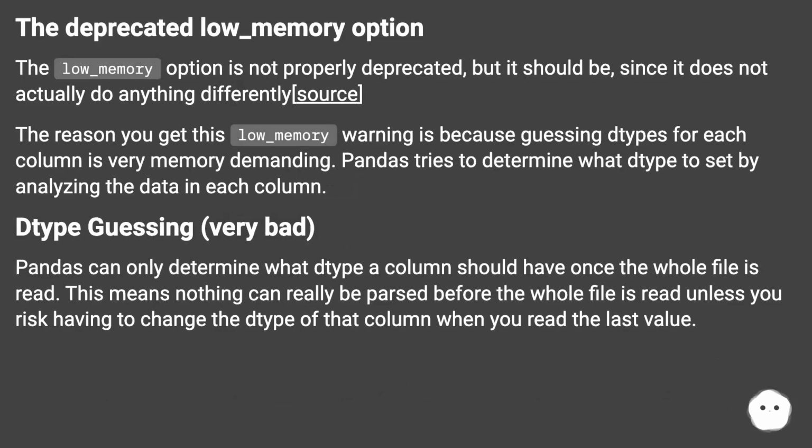The deprecated low_memory option. The low_memory option is not properly deprecated, but it should be, since it does not actually do anything differently. The reason you get this low_memory warning is because guessing dtypes for each column is very memory demanding. Pandas tries to determine what dtype to set by analyzing the data in each column. Dtype guessing is very bad. Pandas can only determine what dtype a column should have once the whole file is read. This means nothing can really be parsed before the whole file is read unless you risk having to change the dtype of that column when you read the last value.